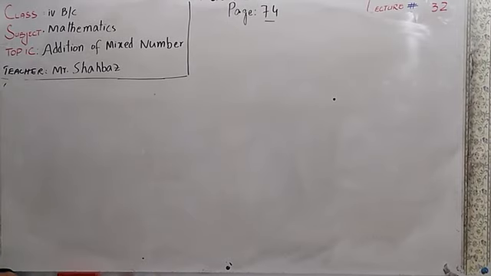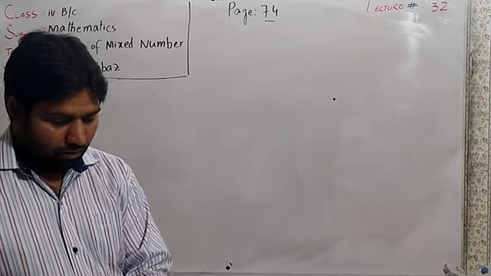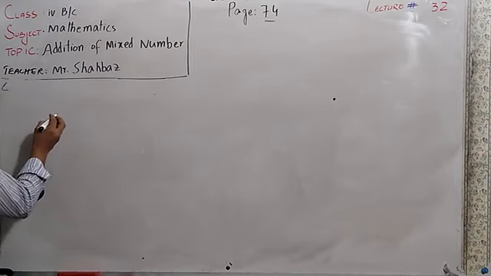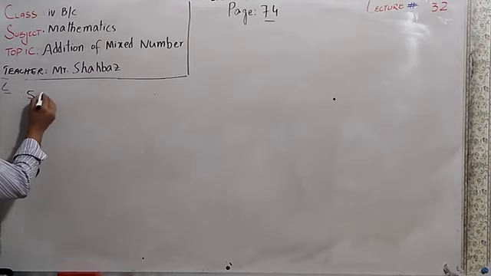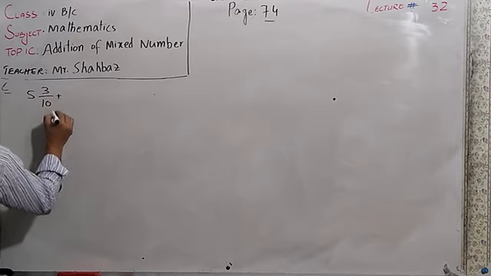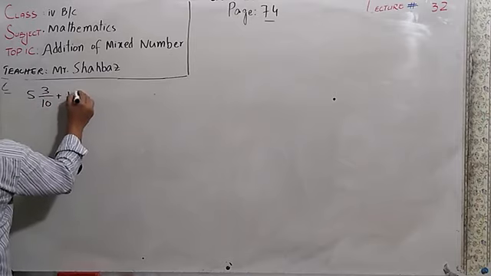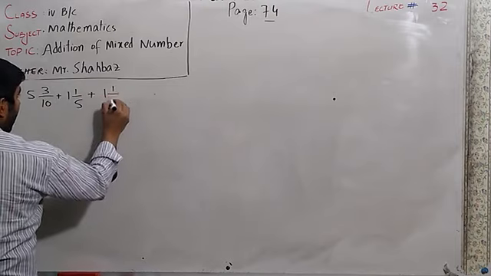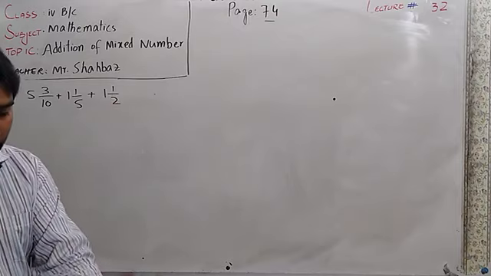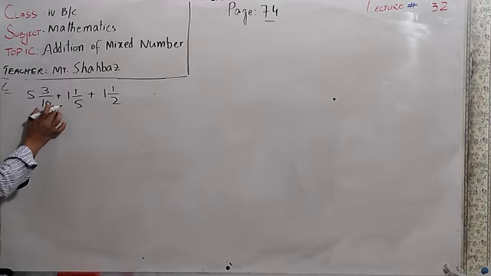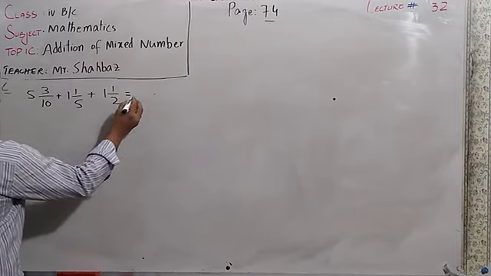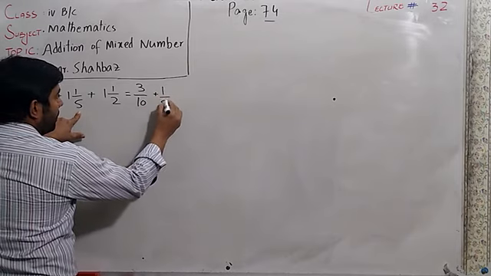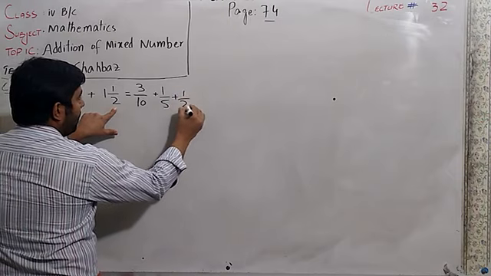Next, part C is 5 whole 3 over 10 plus 1 whole 1 over 5 plus 1 whole 1 over 2. Same, we have to add the fractions. We add 3 over 10 plus 1 over 5 plus 1 over 2.